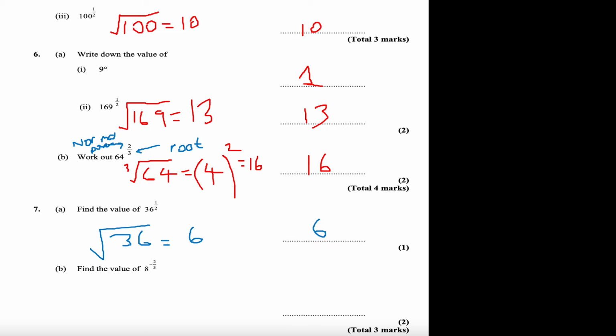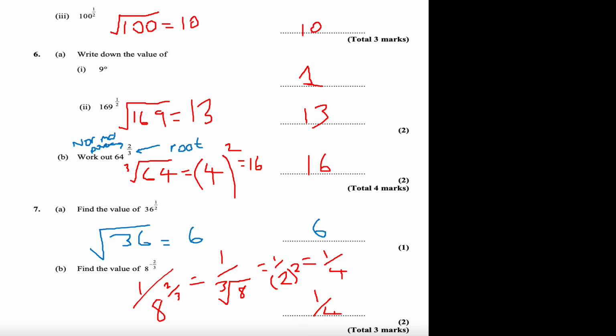Part b. Find the value of 8 to the negative 2/3. The negative flips it, so it's 1 over 8 to the 2/3, which is 1 over the cube root of 8, which is 2, and then I square my answer, so I raise it to the power of the numerator, which in this case is just 2. So raising something to the power of 2 means squaring it, which is 1 over 4.